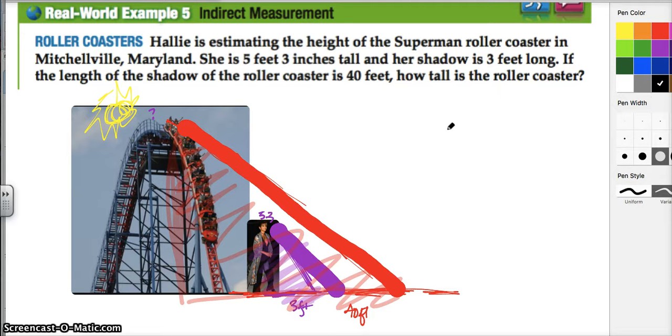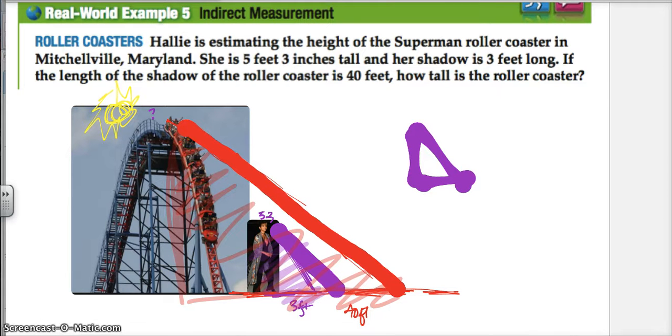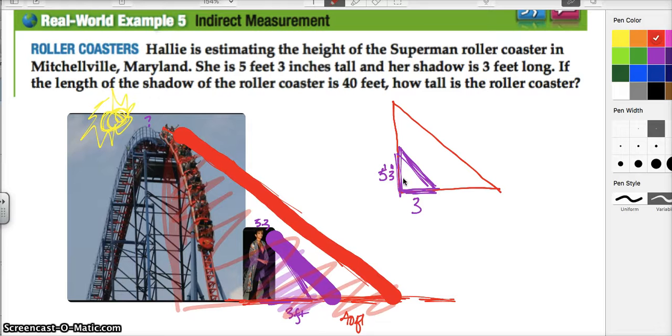So I'm going to draw the triangles a little bit more separately here. If this is Hallie's triangle, 3 feet down here and 5'3" here, and we know that the shadow of the roller coaster casted was 40 feet, then we should use that information to consider the height. And why do I know that these are similar? Because the angle of the shadow is going to be consistent, and therefore these sides are going to be proportional. And this angle here is congruent, because everybody stands at a 90-degree angle, and when we measure height, it's 90 degrees.